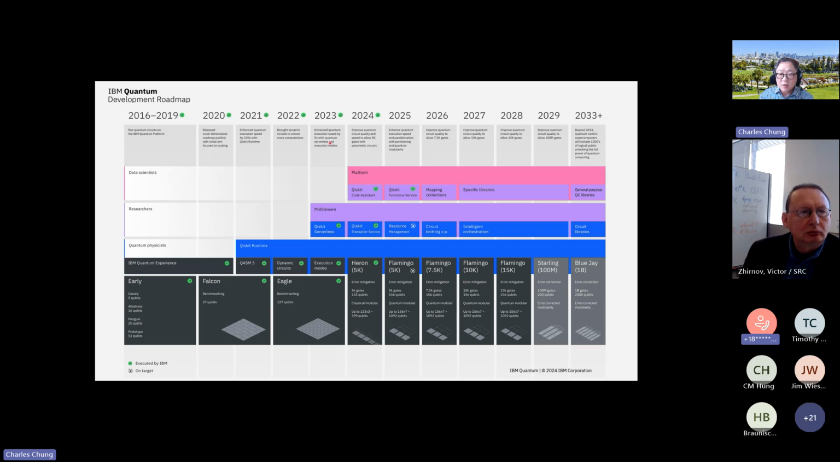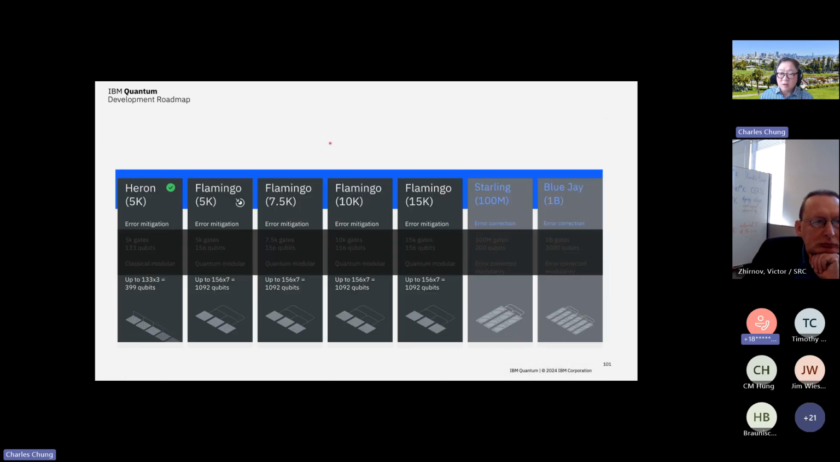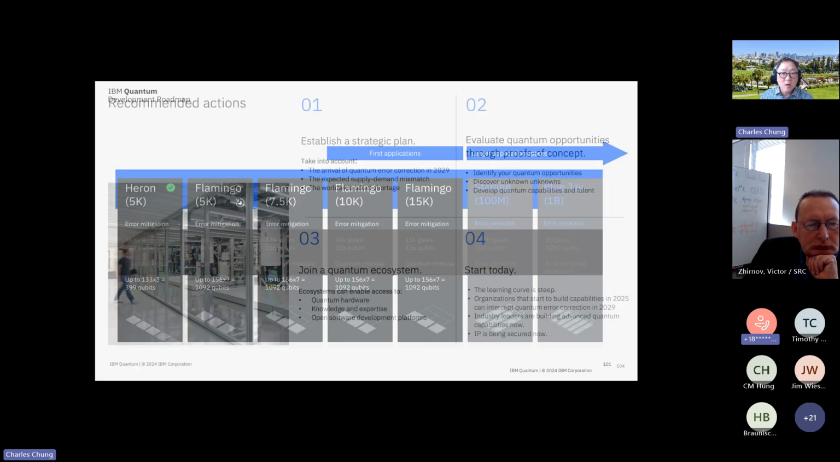This is our roadmap. Let me just jump to the punchline. We're here in 2025. We see the first applications here in sort of the 2027, 2028 timeframe, and we see error correction with 100 million operations happening in 2029. And so this is 4 years away now.